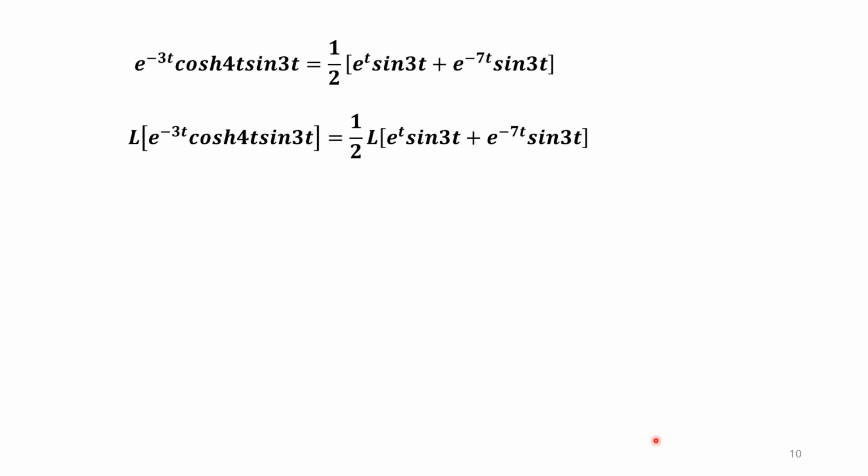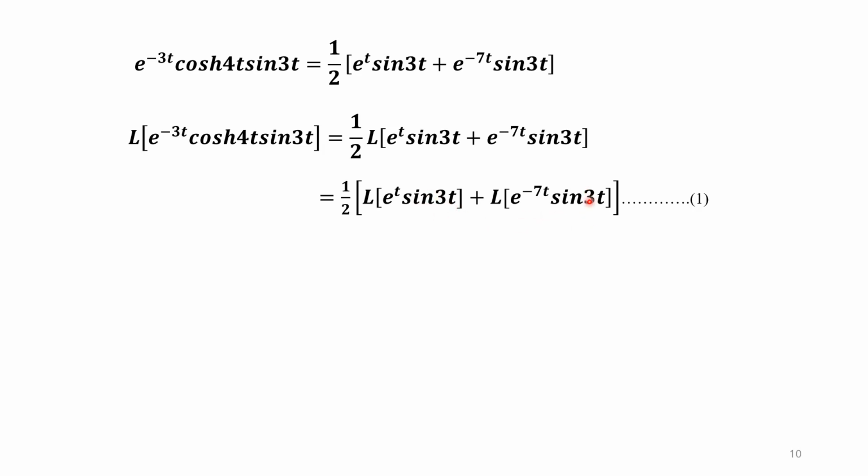This is the function. So we are calculating the Laplace transform on both the sides. We find the Laplace transform of this function. So taking Laplace transform on both the sides, now we have two terms. We can separate that: L of first function plus L of second function. And now applying the first shifting theorem to both the terms.